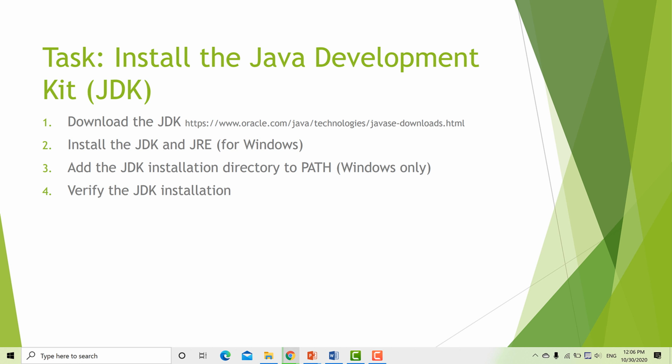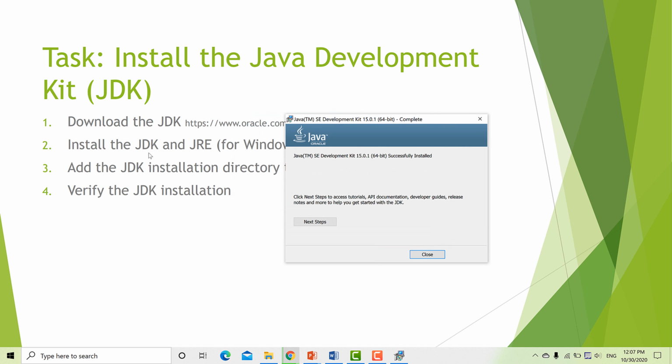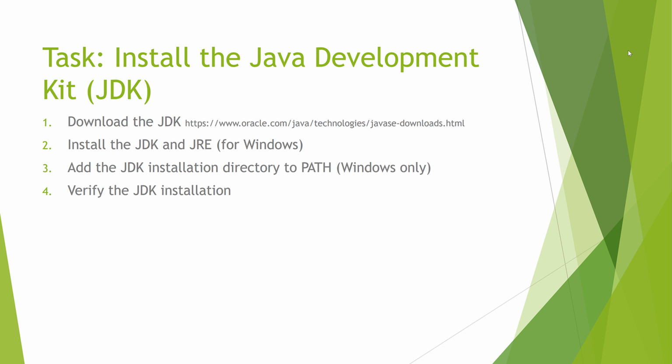So yes, we will allow our PC to run Java. Next, and wait for a few minutes. It will automatically install the Java Development Kit for us. JDK is the Java Development Kit, and JRE is the Java Runtime Environment. They are necessary to run your Kotlin programs.